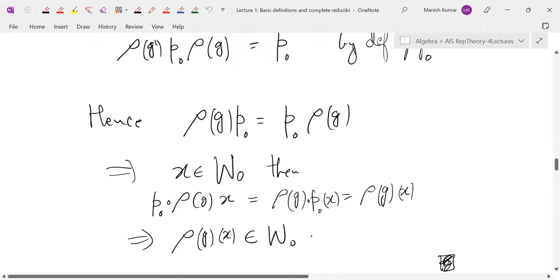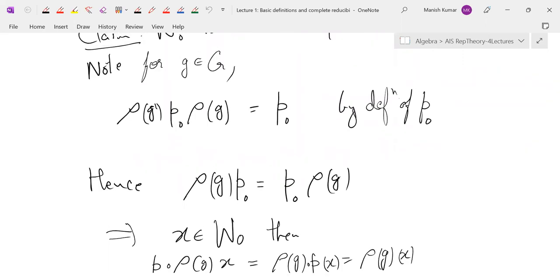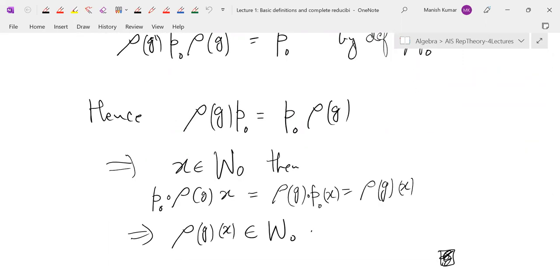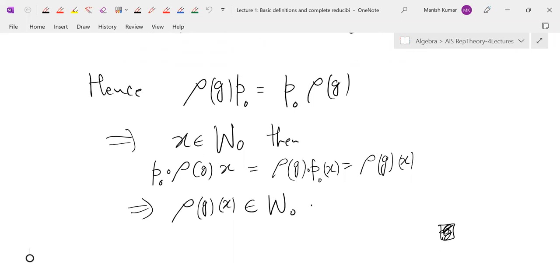Yes. So in the last equality, when you are writing rho g composed with p0 of x, p0 of x will become zero, right? It should be equal to zero. So maybe the proof here is a bit dicey. What do we want to show? We want to show that if x is in W0, then rho g of x is also in W0. To say that rho g of x is in W0, what do you have to show? If you apply p0, it becomes zero. It should be in the kernel.